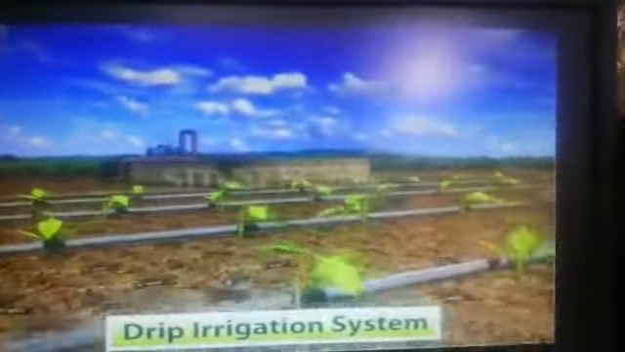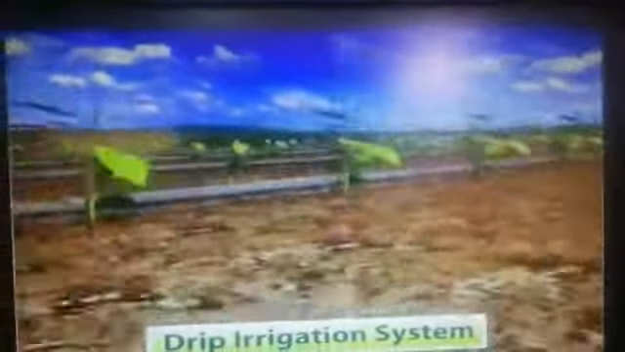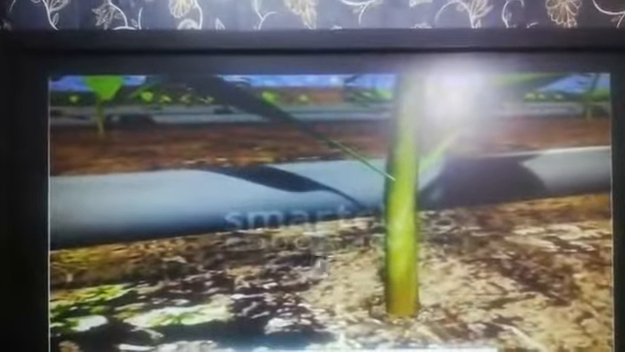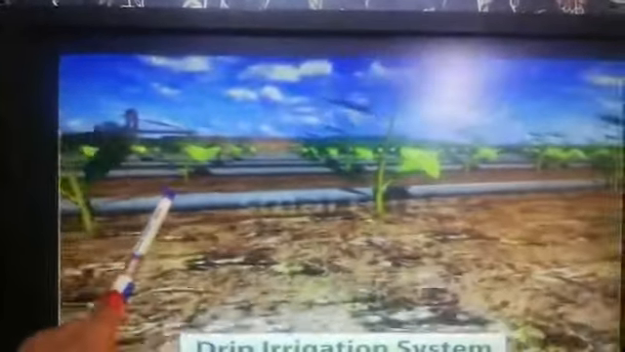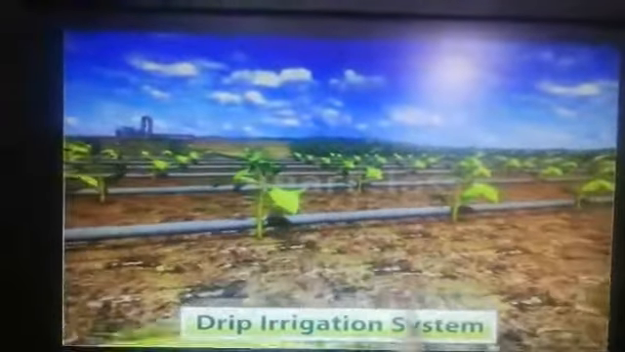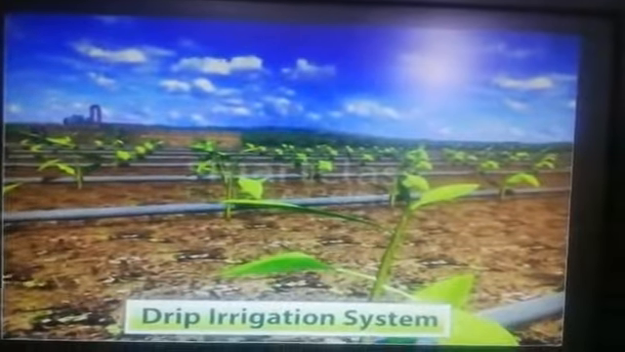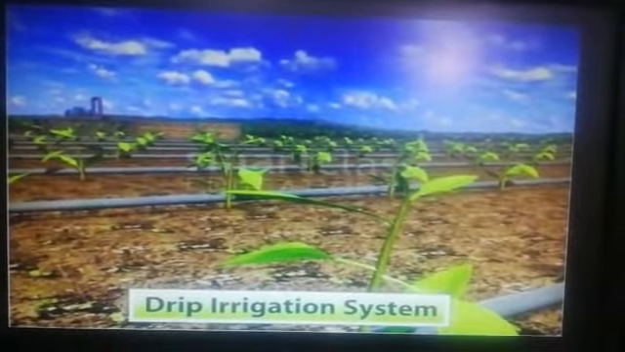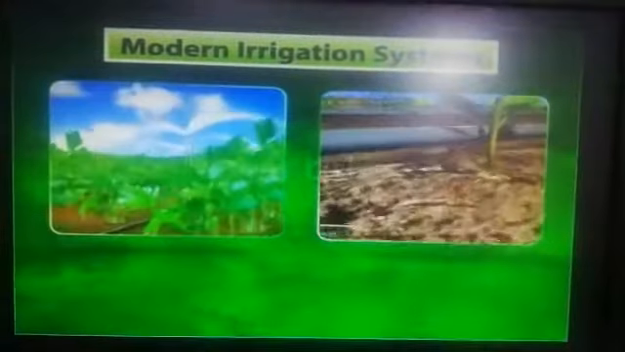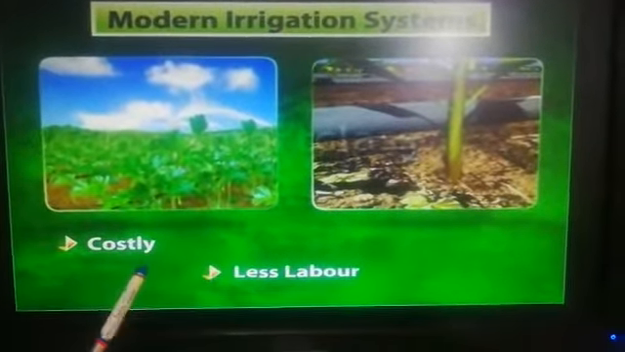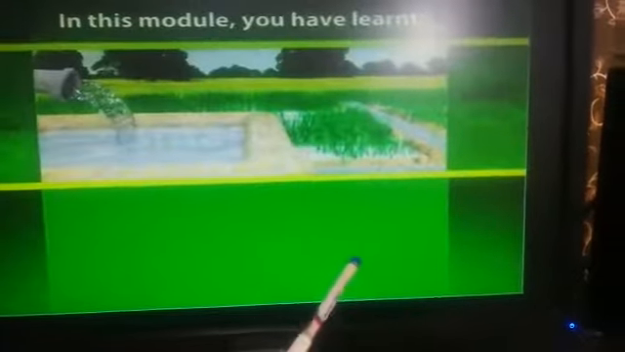Next one is the drip irrigation system. In the drip irrigation system they are also using this type of method. They are also using pipes and pumps to irrigate the baby plants. You can see a lot of baby plants in this slide irrigated by pipes. The modern irrigation system is very costly, but requires less labor and less time.